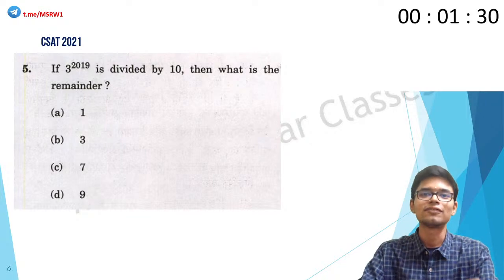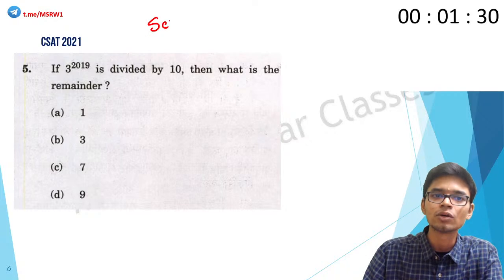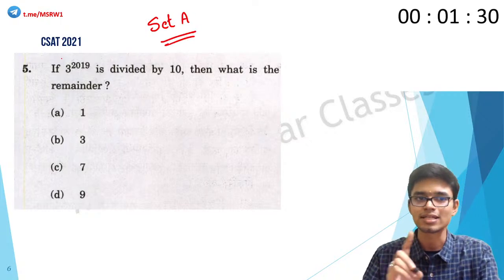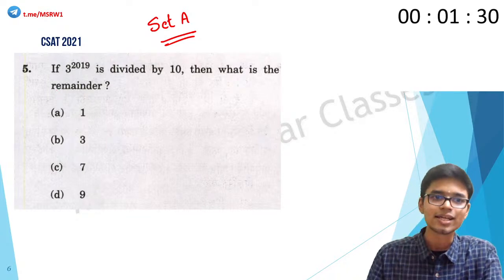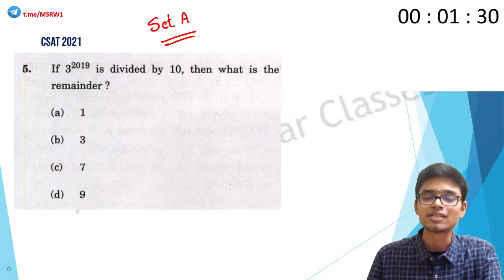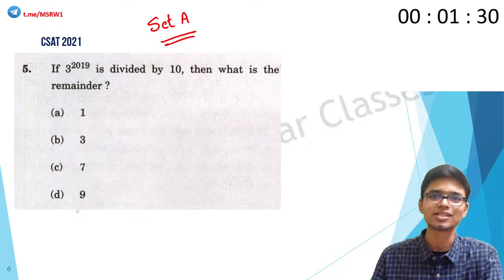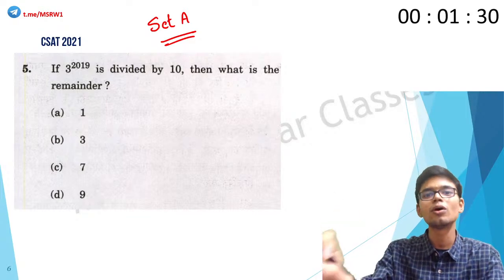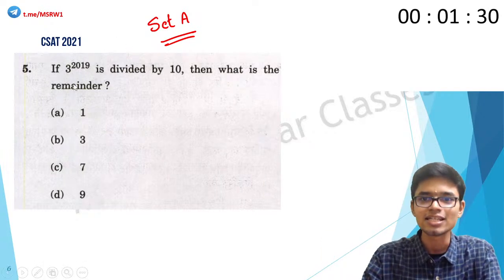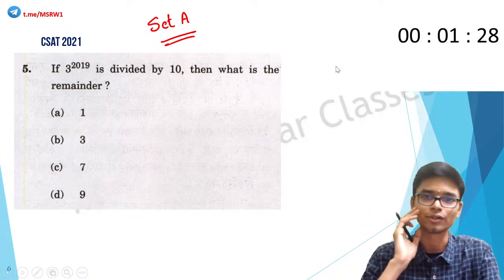All right, so this is the first problem that I have chosen, and this is from set A. Okay, CSAT paper set A, and this is the 5th question according to set A. The question says, if 3 to the power 2019 is divided by 10, then what is the remainder? Very simple question as such, but again, you have to know how to do this. Okay, you have 1.5 minutes to do this problem. See if you can do it yourself. Afterwards, I will give you the answer. I will tell you how to do it.